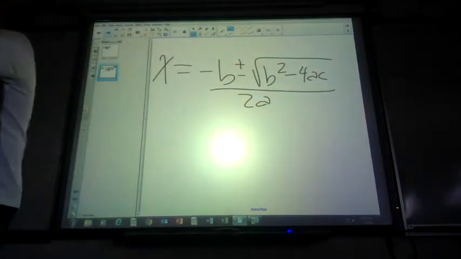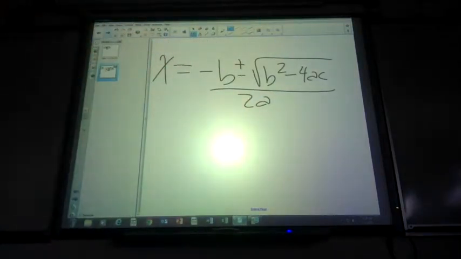So there's a couple of places that students make errors with the quadratic formula. Okay? Because there are already preset negative signs and squared signs and negative numbers in there, those all could manipulate.